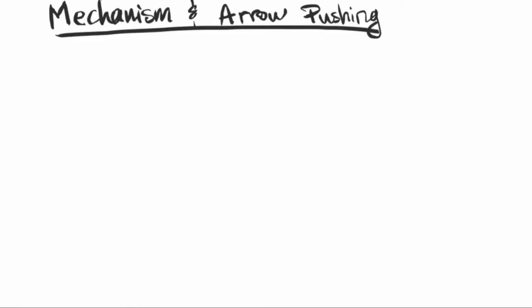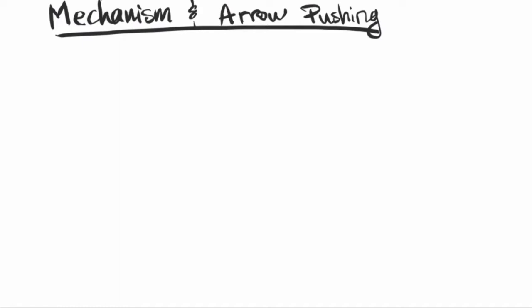So now that we have recognized the players, let's see how they will react with one another. And so mechanisms are what we use to show how reactions take place, how electrons move as bonds are breaking and bonds are forming. And to show that, we use what is known as curved arrows.